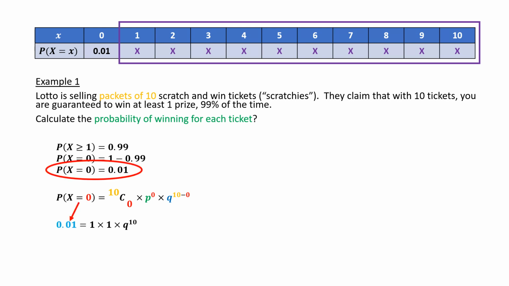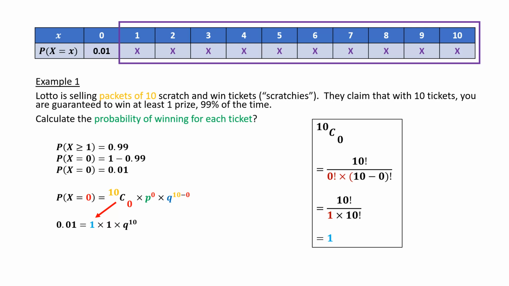All right, we're going to show you how to solve this equation. First thing is, we know that the probability of x equals 0 is 0.01, so I'm going to replace that with 0.01. I know 10C0 is equal to 1. I'll tell you why, because 10C0 is equal to the following formula. 10 factorial divided by 0 factorial times bracket 10 minus 0 factorial, which simplifies down to 10 factorial over 10 factorial. Remember, 0 factorial is defined as 1. Now, if you have 10 factorial over 10 factorial, that's just 1. Any number divided by itself is 1. So 10C0 just becomes 1.